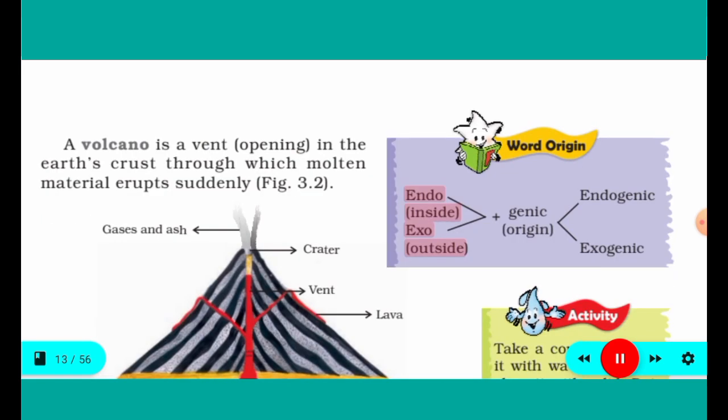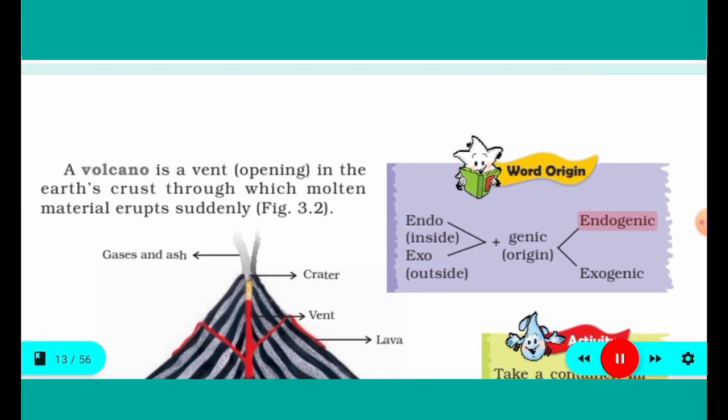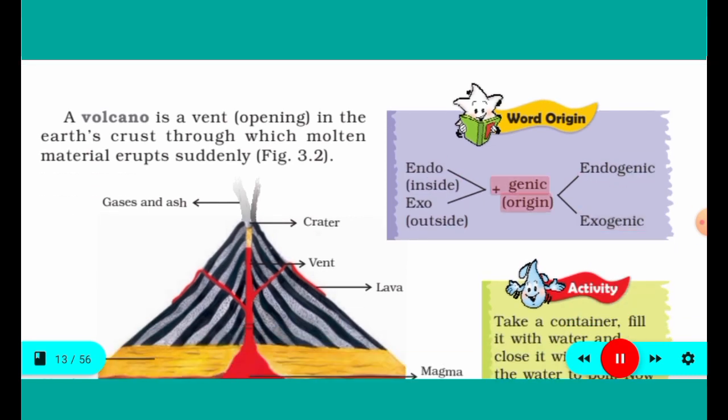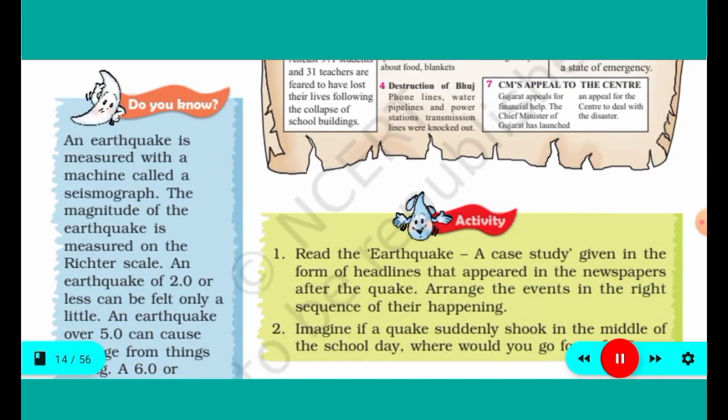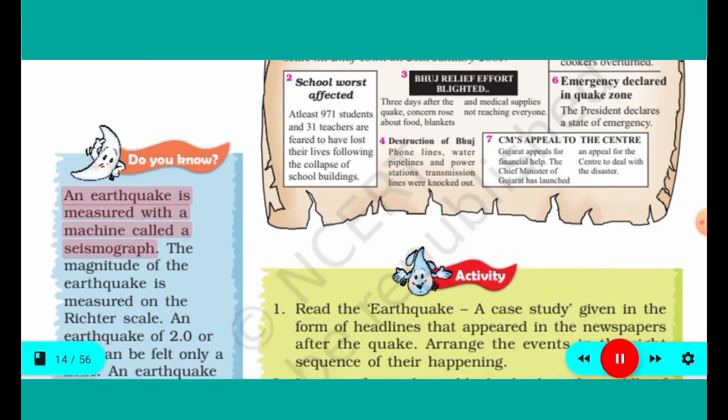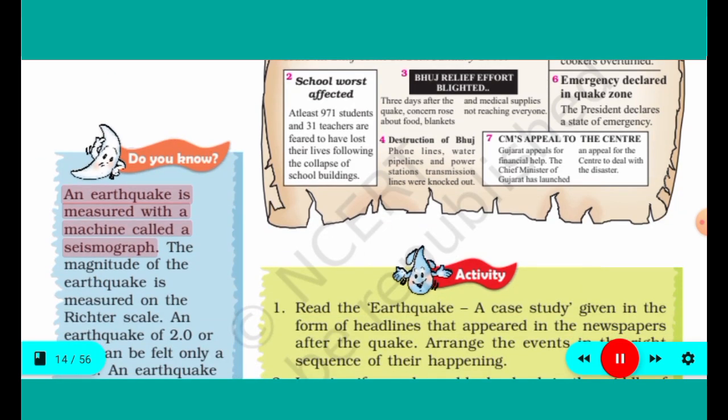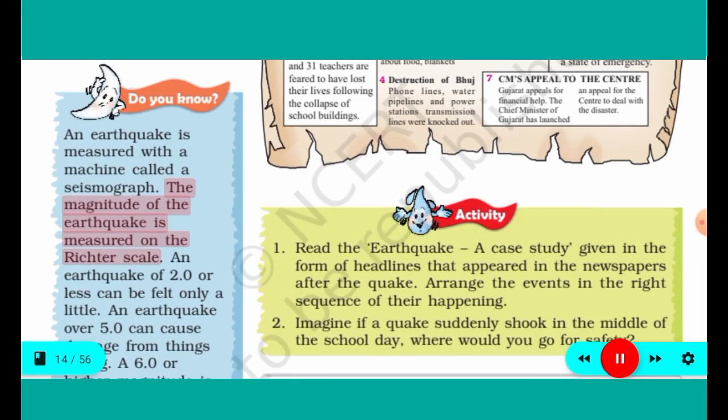Endo, inside; exo, outside. Endogenic, exogenic, plasgenic, origin. Activity. Do you know? An earthquake is measured with a machine called a seismograph. The magnitude of the earthquake is measured on the Richter scale.